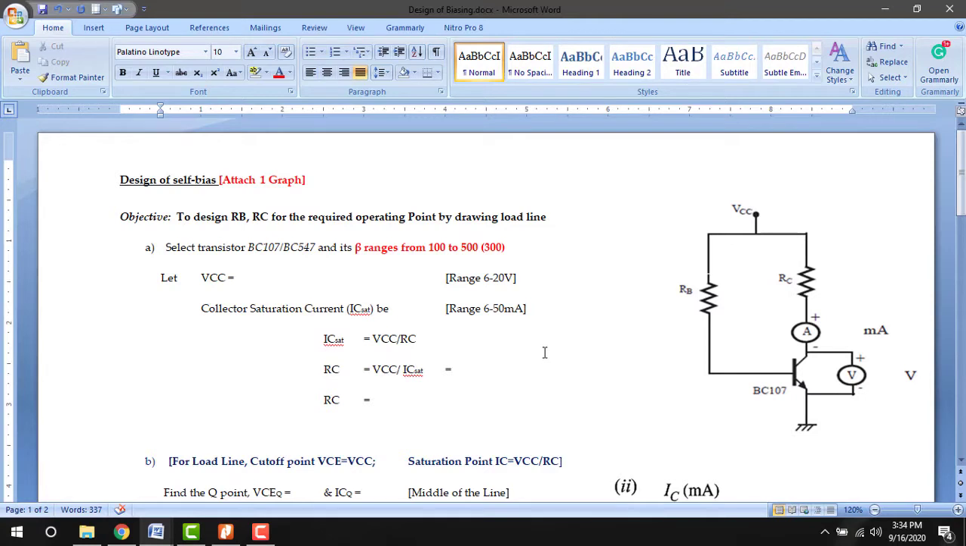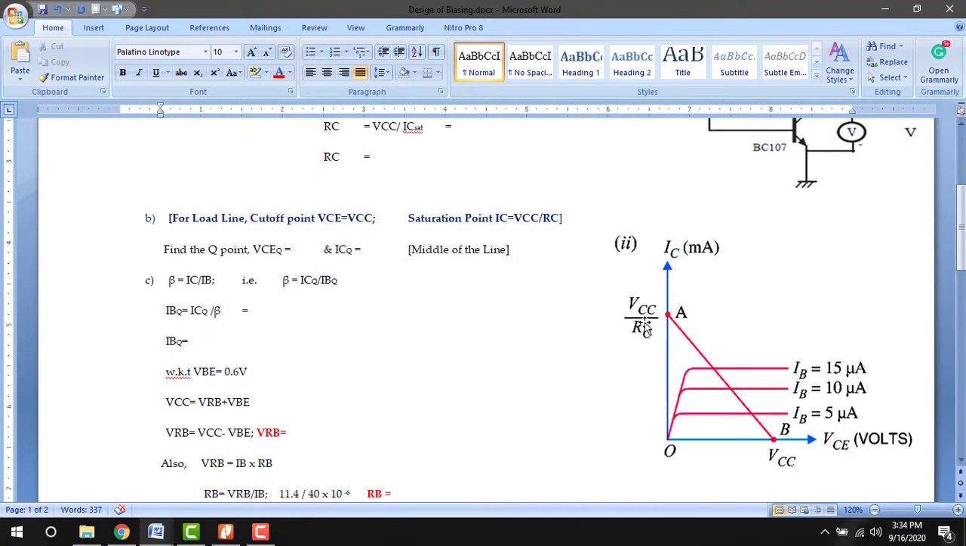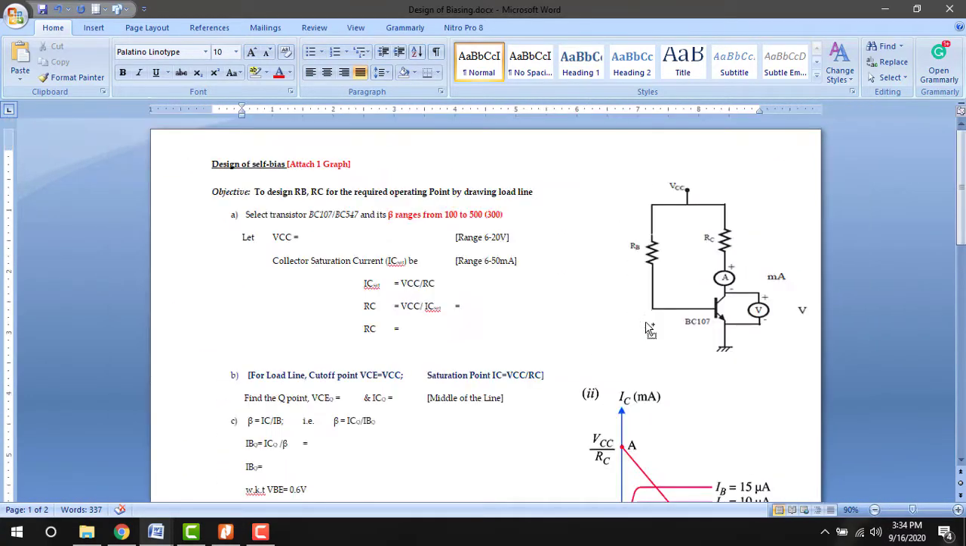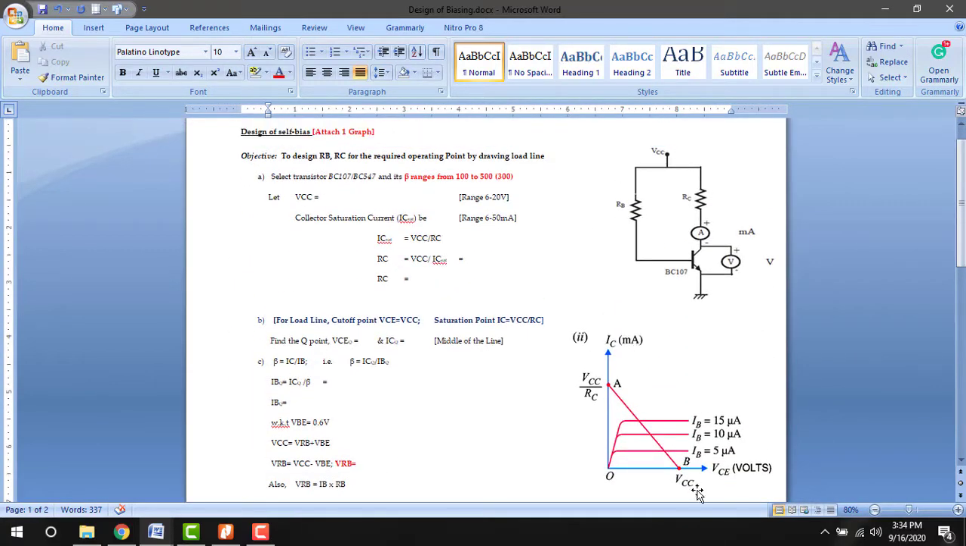So first we are going to design the fixed bias. Before that, we should know about the DC load line concepts. The DC load line is the characteristics curve drawn between VCE and IC, and the 2 points are the cutoff and saturation points. The point A is the saturation point and point B is the cutoff point. The cutoff means the transistor is open circuited. The saturation means the transistor is fully conducting.